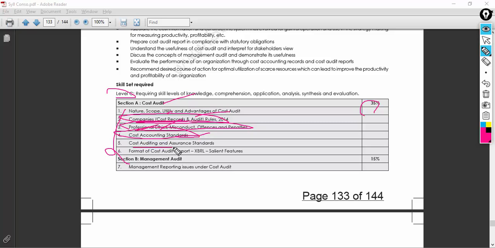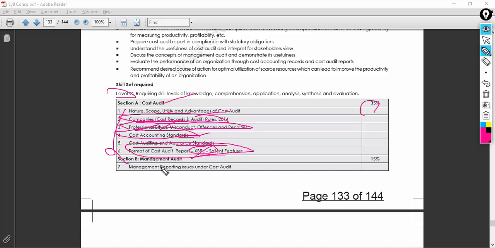Yeah. So cost audit and the assurance audit also is very important. And XBRL. In the previous subject also, we read XBRL, right? So that's the reason I told you, do not ignore any of the topics, because some of the topics keep repeating from one subject to another.